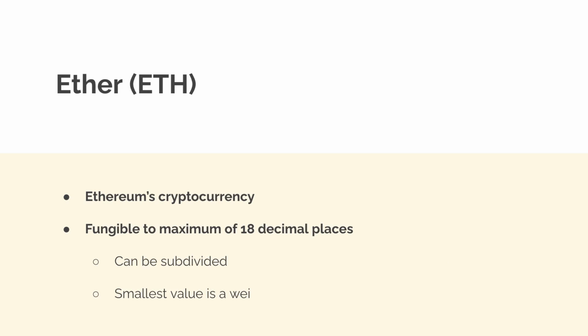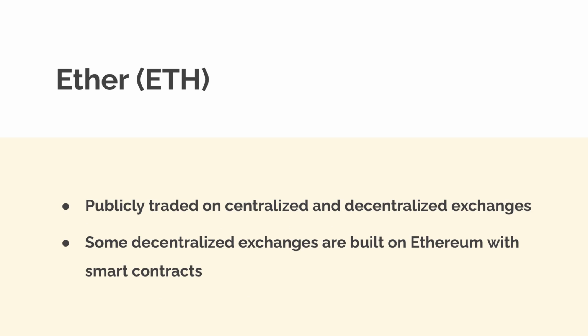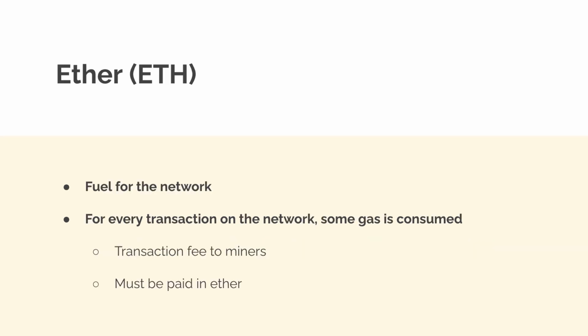Ether is Ethereum's cryptocurrency. Its symbol is ETH, and Ether can be subdivided to a maximum of 18 decimal places. So the smallest value that Ether can be subdivided into is known as a wei, and this is to a maximum of 18 decimal places, so quite a lot of division. Ether is publicly traded on centralized and decentralized exchanges. Some decentralized exchanges are actually built on Ethereum with smart contracts themselves. Ether is also the fuel for the Ethereum blockchain network.